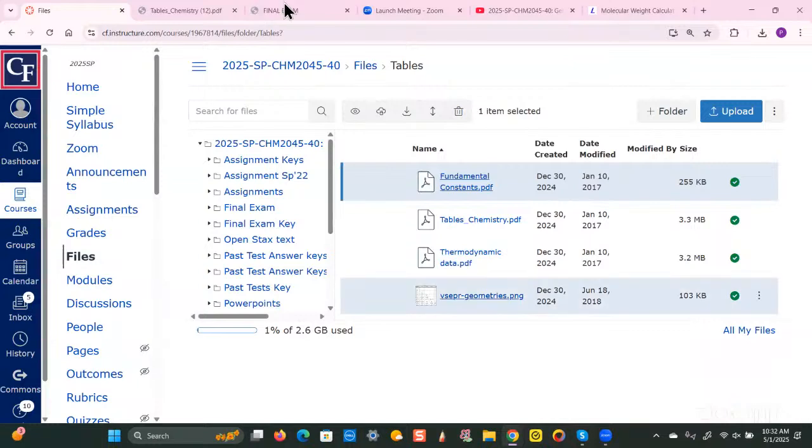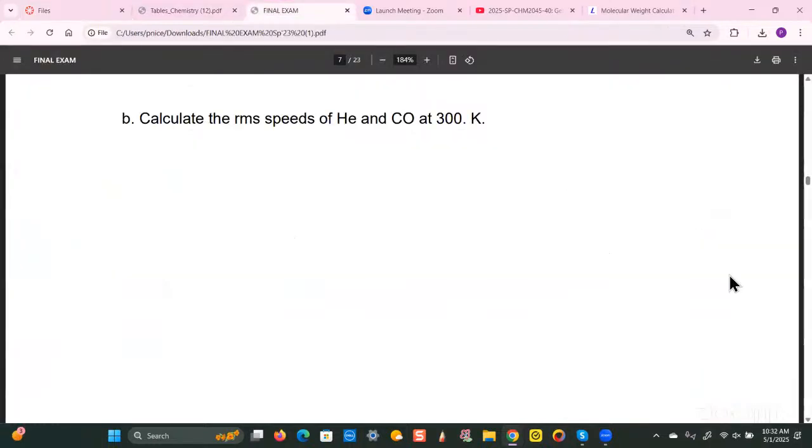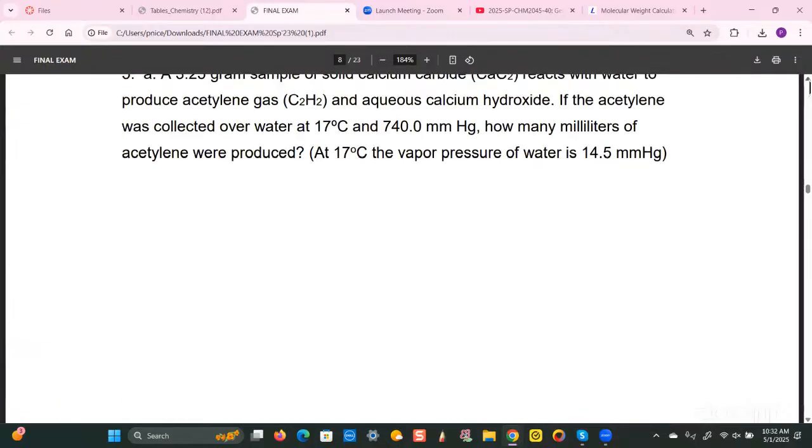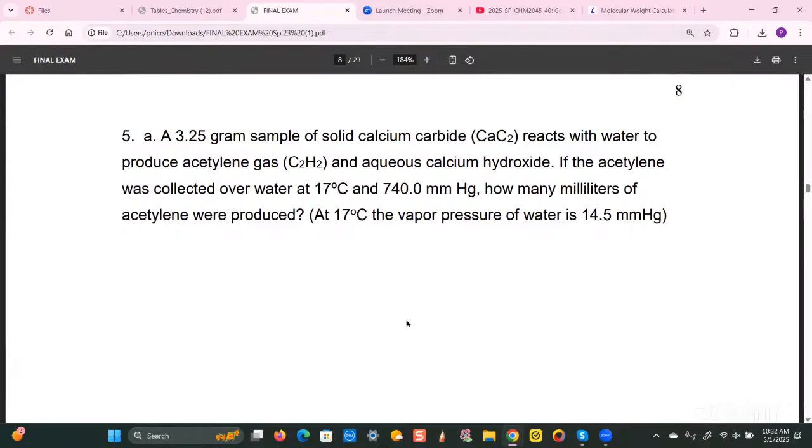So let me go back to the final exam. All right, so this question is a gas stoichiometry type question. It gives you the mass of a sample of calcium carbide, which reacts with water to produce acetylene gas and aqueous calcium hydroxide. If the acetylene gas is collected over water at 17 degrees and 740.0 millimeters mercury, how many mL of the acetylene gas were produced? And it gives you that at 17 degrees Celsius, the vapor pressure of water is 14.5 millimeters mercury.